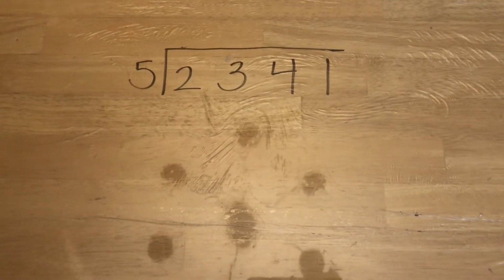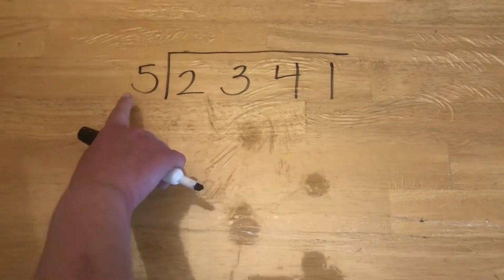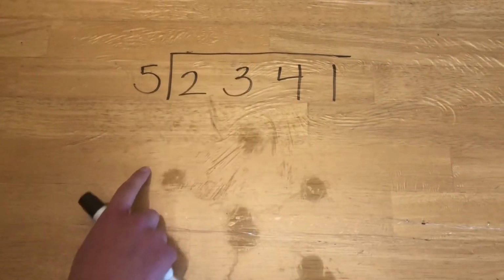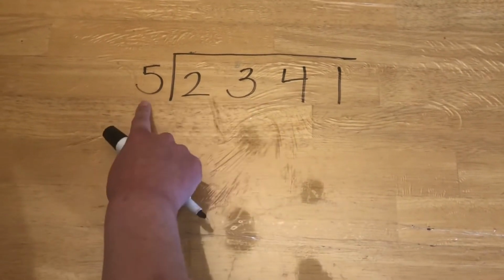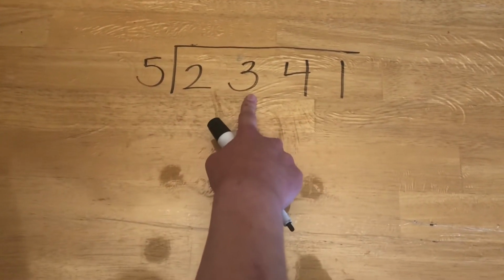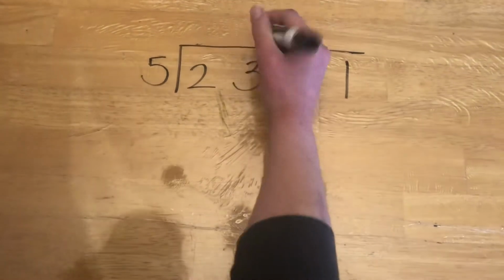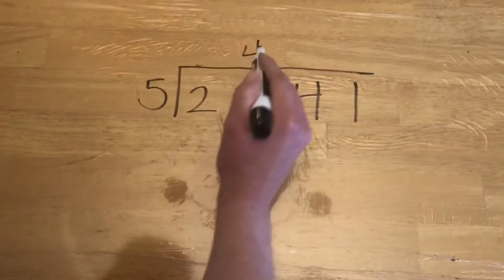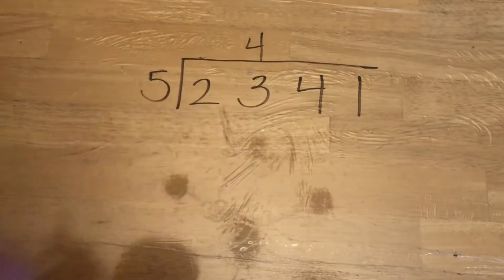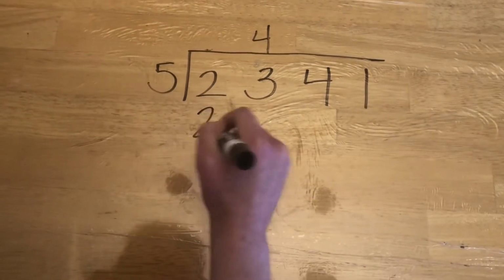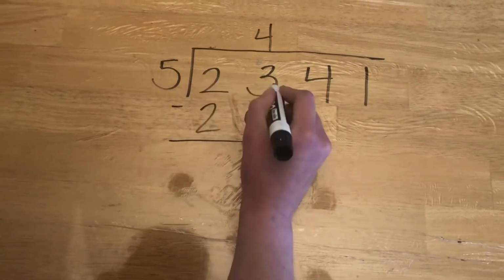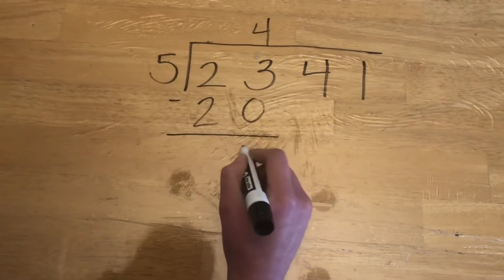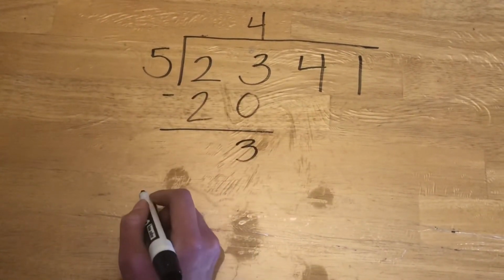2,341 divided by 5. How many 5s are in 2? None. So now we're going to move over to here. How many 5s are in 23? Well, there are 4 5s that fit into 23. So now we're going to do 4 times 5, which is 20. So I'll put my 20 down here, and now we do subtraction. 23 minus 20, 3 minus 0 is 3, 2 minus 2 is 0.